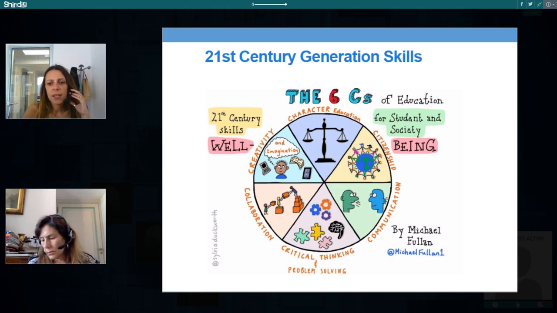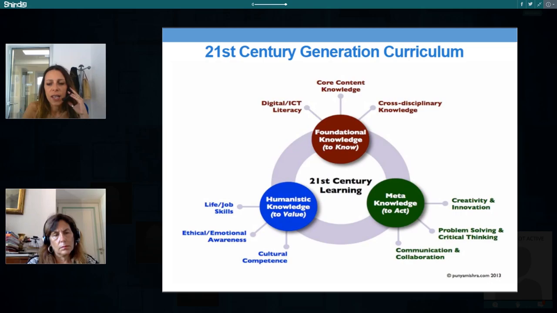So character education, citizenship, communication, critical thinking and problem solving, collaboration, creativity. So these are just the new frontiers of education, because of course we can't think that our students can only learn to be competent in a language, which means not only being able to speak and write, but also to interact in our knowledge society, and it entails developing a wide range of skills. And CLIL, of course, can have this.